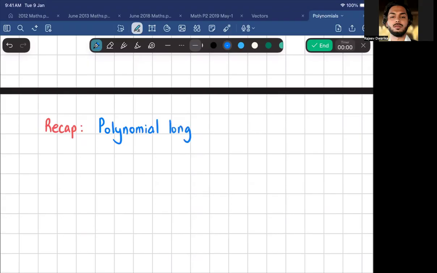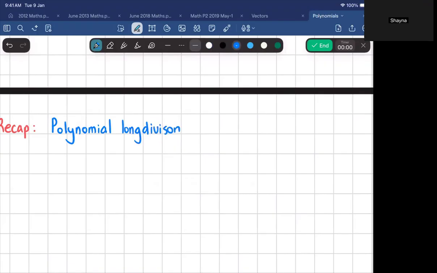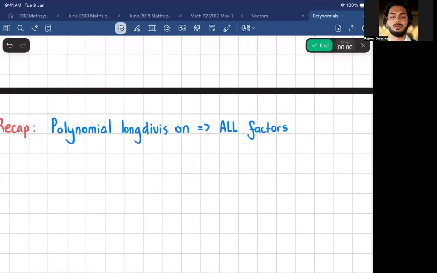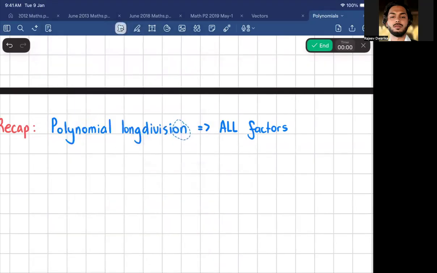We often use polynomial long division to find the what for an expression? It starts with F. Factor. Right. So we only use polynomial long division when we want to find all factors. This is the only time when you should use polynomial long division. Generally speaking, you will not do polynomial long division to see if something is a factor.